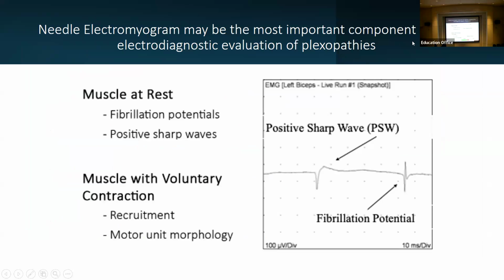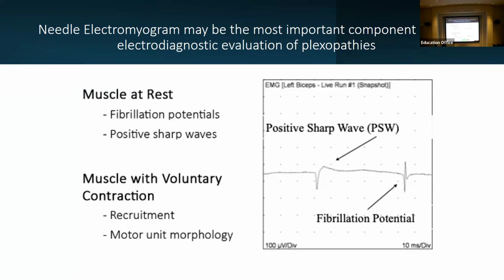So the EMG, basically we use the EMG to check the muscle activities at rest and with voluntary contraction, these two parts. It is probably the most important component of the electrodiagnostic testing for plexopathy. So for a normal and healthy muscle, which is innervated by the nerves, you should not see any activity of the muscle. The muscle should be very quiet at rest.